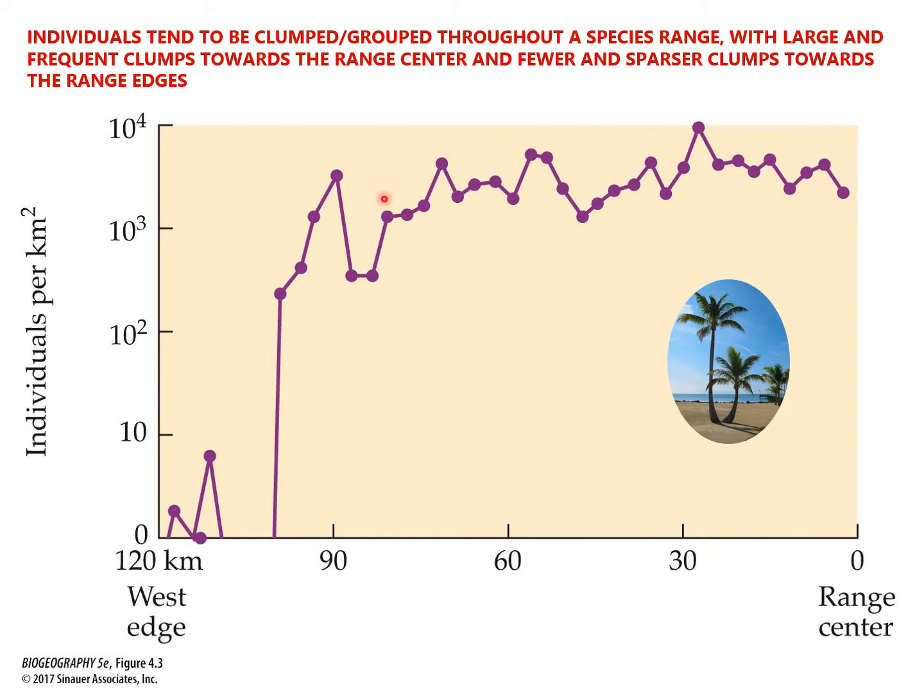But when you get to a certain point, maybe around 80 or 85 kilometers from the center of the range, all of a sudden you start to get all this variation. The density is high and low, then it drops all the way down, and you get a few over here. So you get clumpiness and variation, grouping and variation, once you get to the edge of the range. So we can say individuals tend to be clumped or grouped throughout a species range, with large and frequent clumps towards the range center and fewer and sparser clumps towards the range edges.